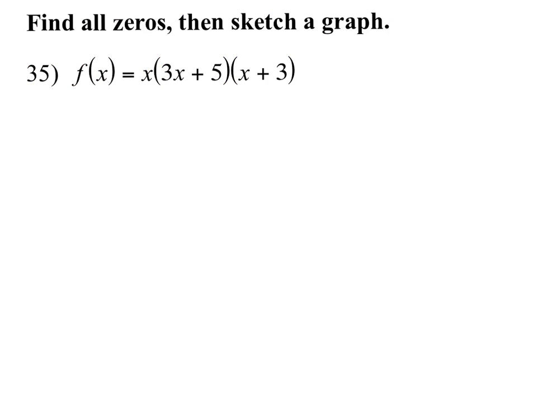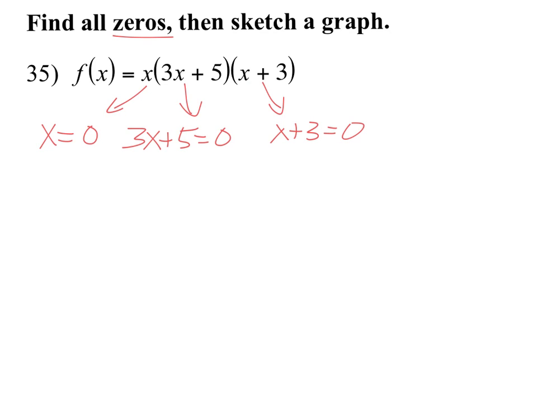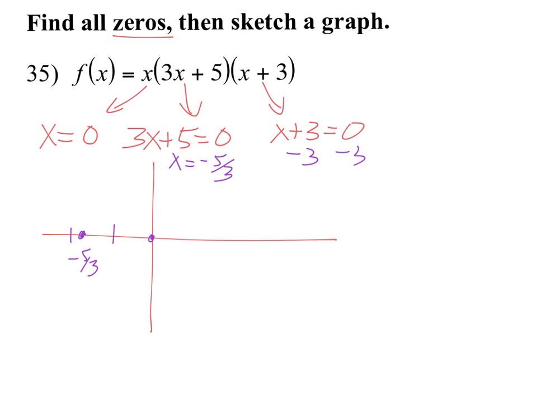All right, we got to find all zeros and then sketch a graph. Zeros, in other words, x-intercepts, happens when we multiply to get 0. So we've got x is equal to 0. We've got 3x plus 5 is equal to 0. And we've got x plus 3 is equal to 0. Plotting those, we're going to have 0. This would be negative 5/3. And that's going to be somewhere bigger than negative 2 and less than negative 1. And then we're going to have negative 3 as our third 0.